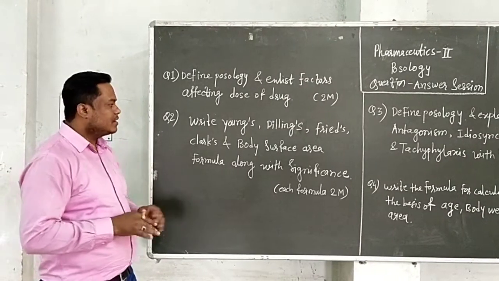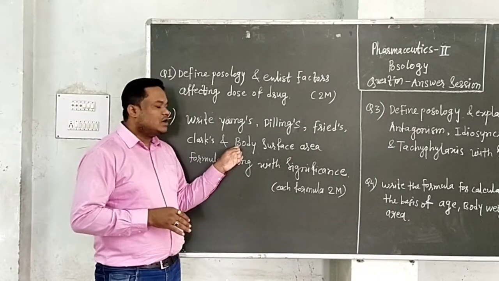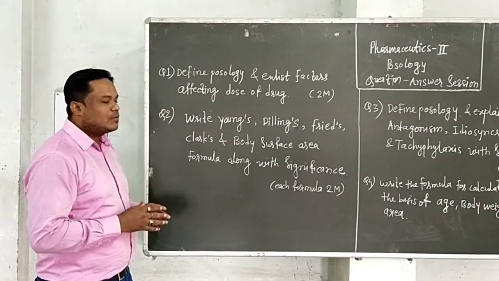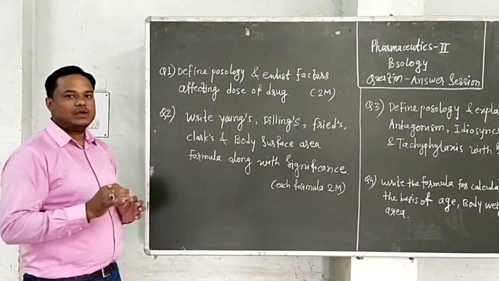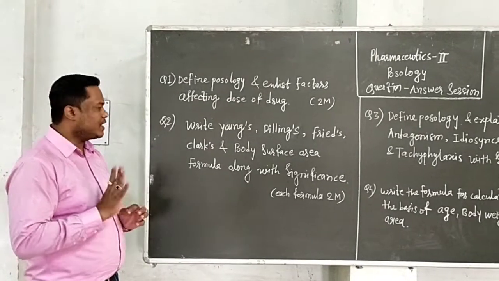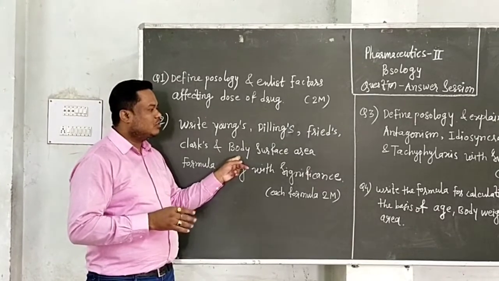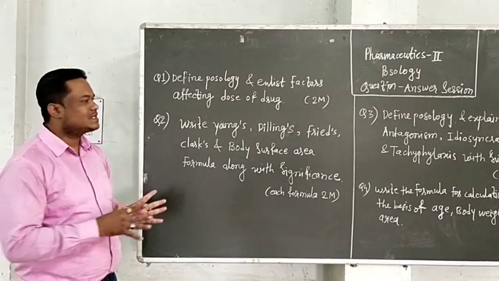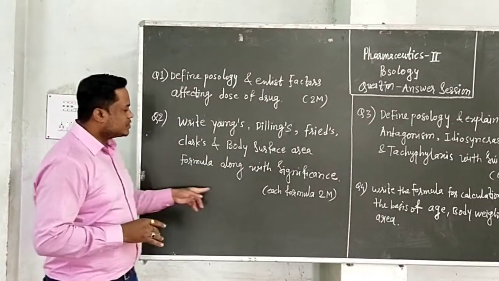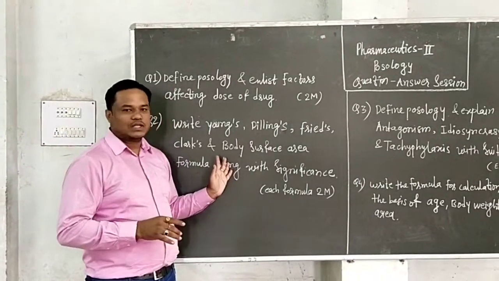It is the standard. Then the formula is: child dose equals body surface area of the child in meter square divided by 1.73 meter square, into adult dose. And this formula is used when the dose is calculated according to body surface area calculation.